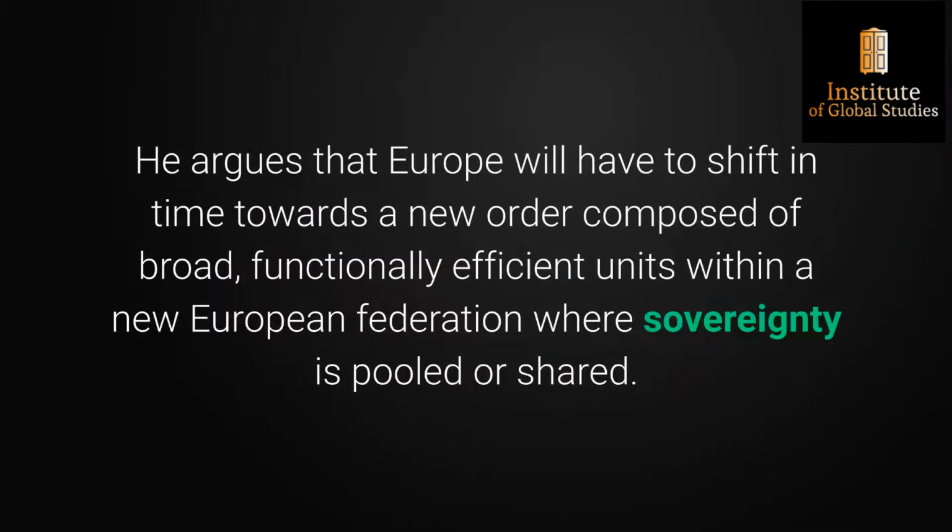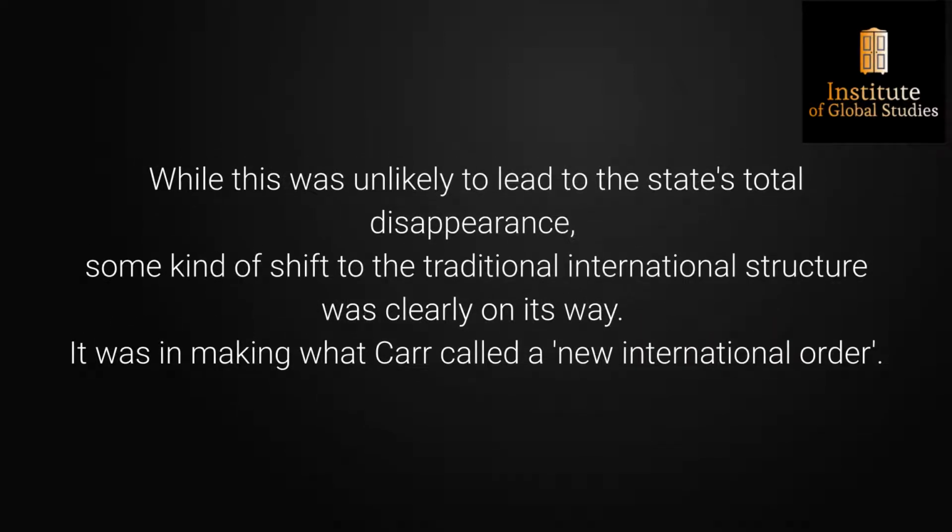He argues that Europe will have to shift in time towards a new order composed of broad, functionally efficient units within a new European federation where sovereignty is pooled or shared. While this was unlikely to lead to the state's total disappearance, some kind of shift in the traditional international structure was clearly on its way. It was in the making of what Carr called a new international order.